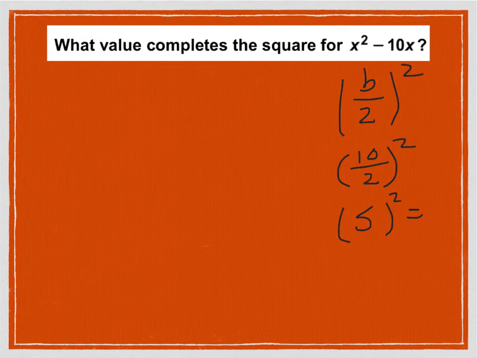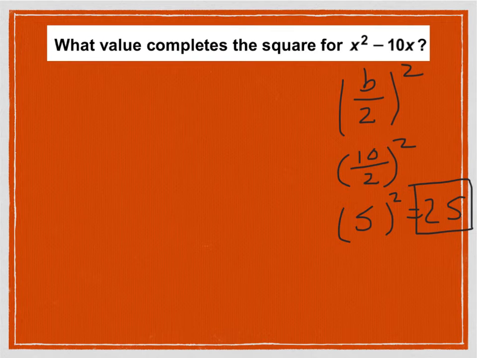And what's 5 squared? 25. So our value that completes the square is 25. Wait, that's it? That's it. How did you get that? Why is the denominator always 2? It's always 2.